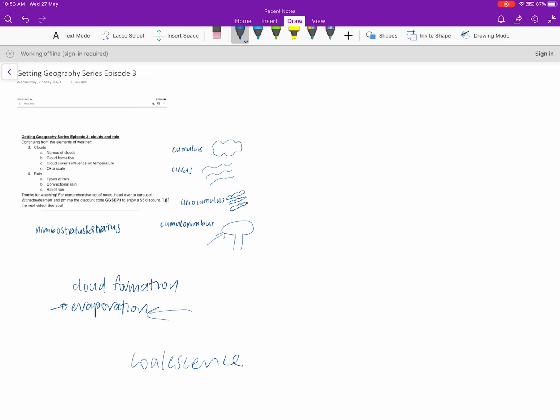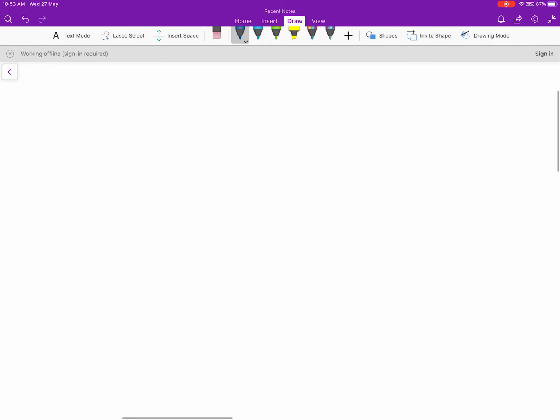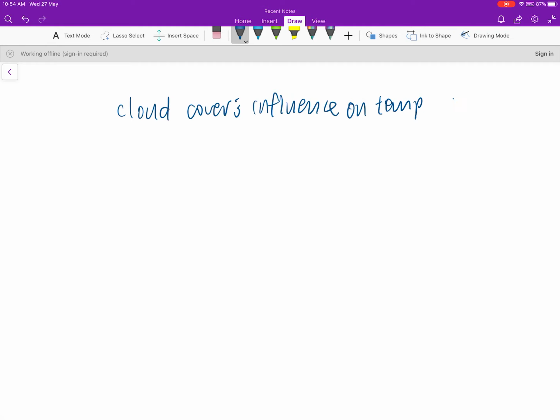Alright, so now let's move on to cloud cover's influence on temperature. This is where I'm going to start drawing diagrams, and it's very, very important for you to understand it. So if you don't understand, please comment in the comment section below. So for cloud cover's influence on temperature, take a few seconds to think about what this means.